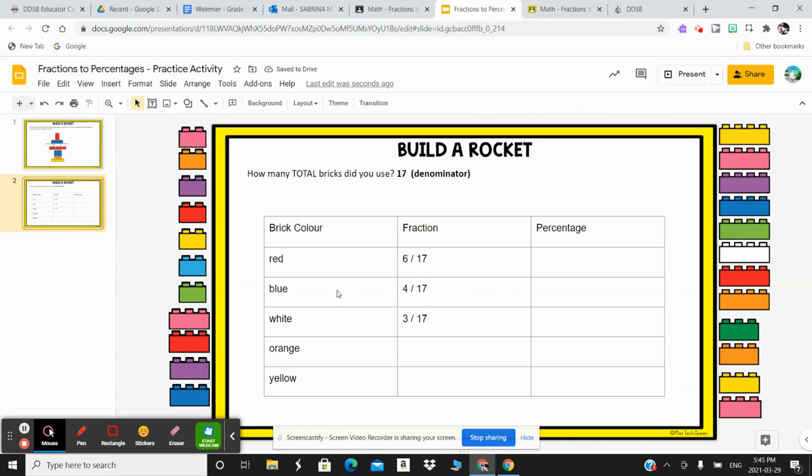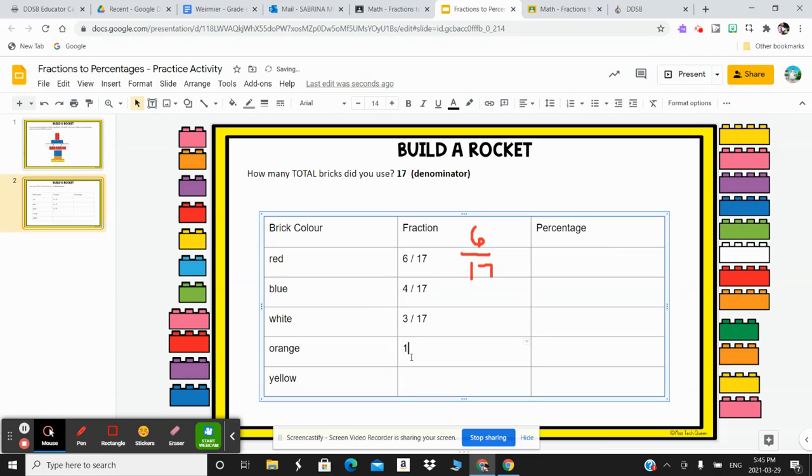Orange, I had 1, and yellow, I had 3. So 1/17 for orange and 3/17 were yellow. And I can check that if I add the numerators, it should total 17. So 6 plus 4 is 10, 13, 14, 15, 16, 17, right? Because this number represents each red brick, each blue brick, each white brick. And if I add them all together, I should have 17.